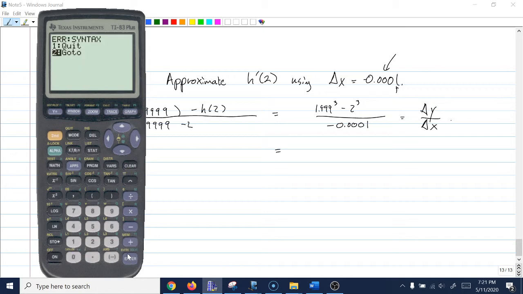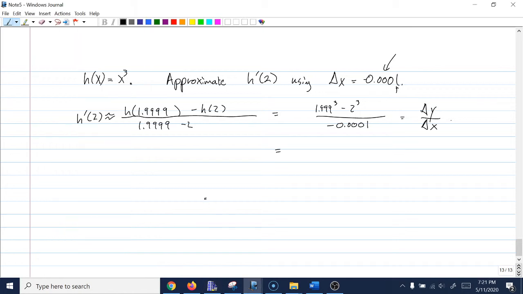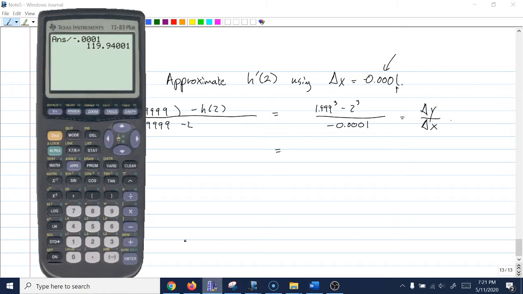Uh-oh. Oh, I wrote divided by divided instead of negative. Divided by negative 0.0001. Have I screwed this up? What? This is not the answer I'm expecting.